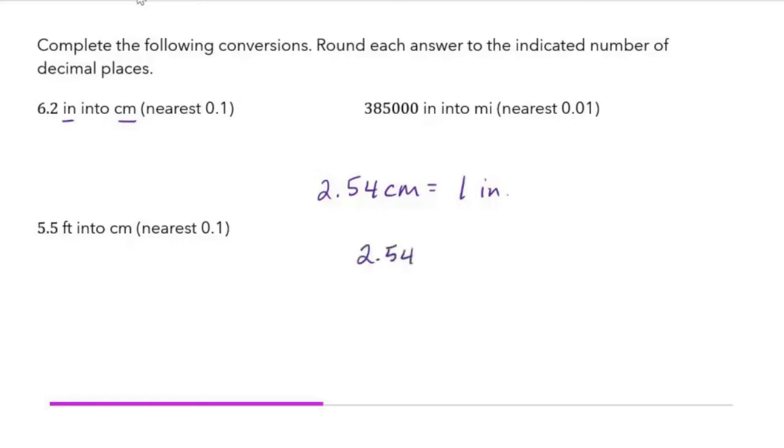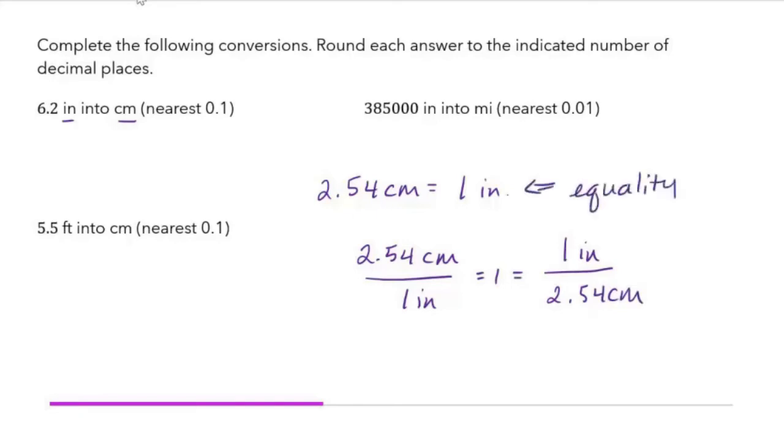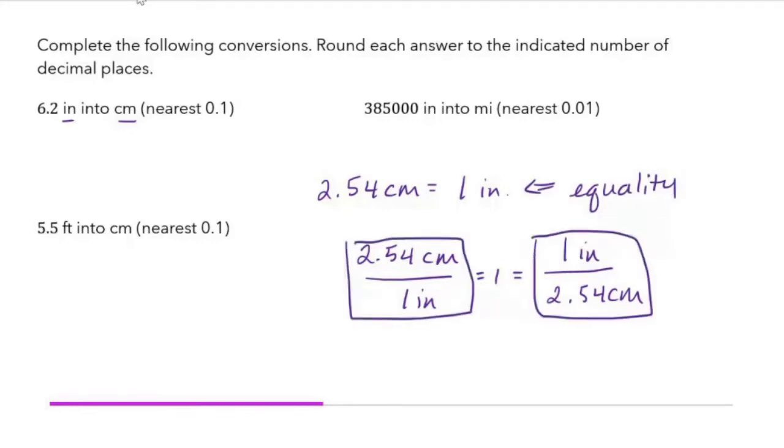Here's one, 2.54 centimeters divided by 1 inch. Since those are two equal measurements, they describe the same length, that ratio is equal to 1. Another way we could write that conversion factor is upside down. 1 inch is equal to 2.54 centimeters. So of course that's also going to be equal to 1. So from each equality, we get two conversion factors. We'll tackle each of these problems the same way.